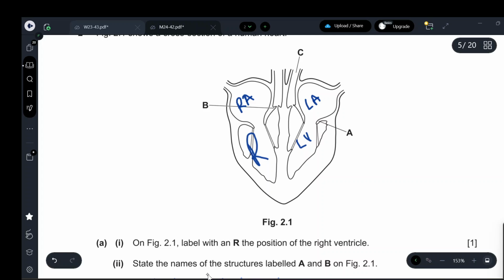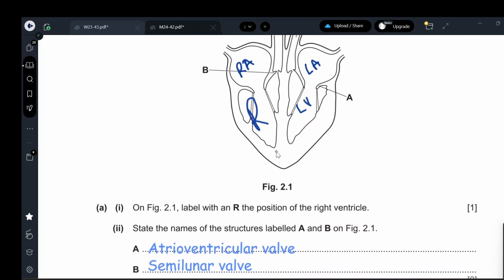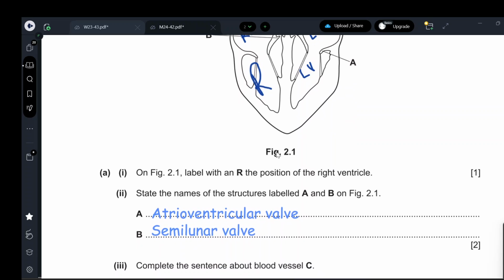Okay? State the names of structures A and B. A is the atrioventricular valve or the bicuspid valve. Atrioventricular, which means that it's between the atrium and the ventricle. But what about B? It is inside the pulmonary artery. We call this semilunar valve. Semilunar valve.